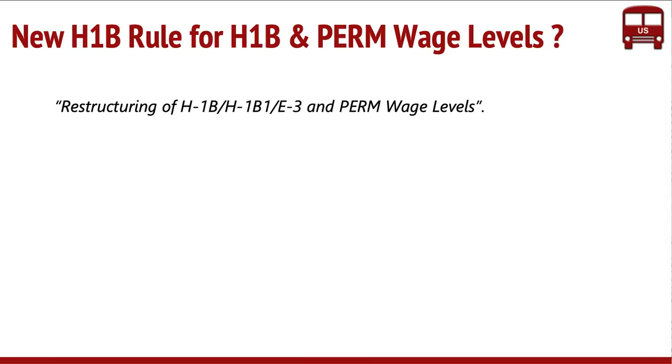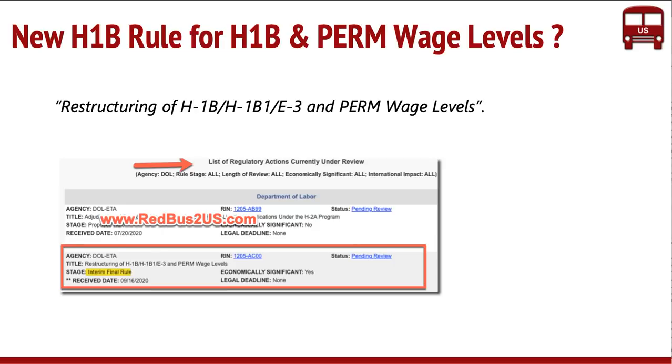Now, if you look at the details that are available today, all we have is the title. The title is restructuring of H1B, H1B1, E3, and PERM wage levels. That's all we have. Other than this, we do not have any other details. And it's set at a stage called interim final rule.